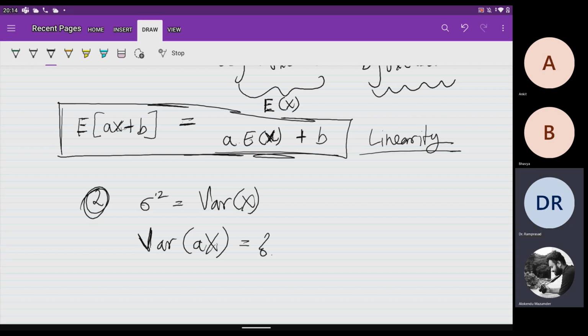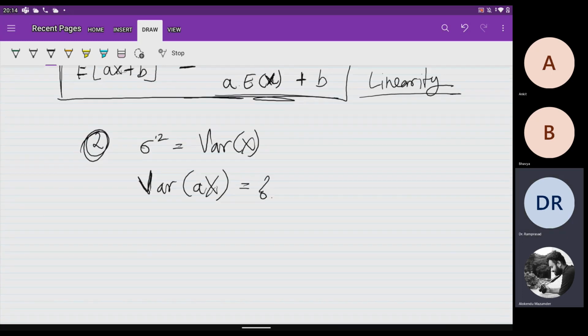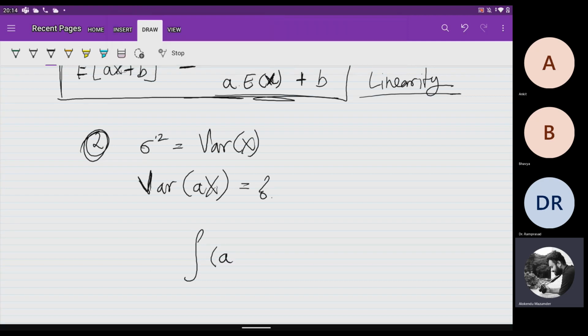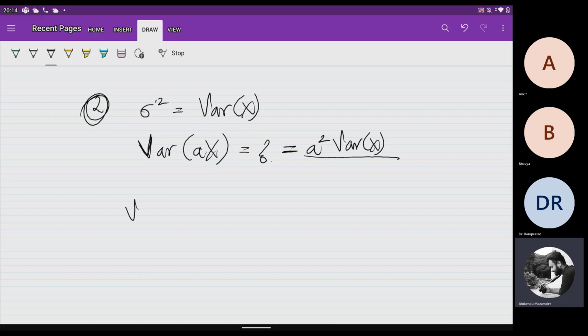A times variance of x. Let's solve it. Okay. So it will be integral of, yeah, it will be a square variance of x. So it will be integral of, this will be a square times variance of x. So let's prove it.